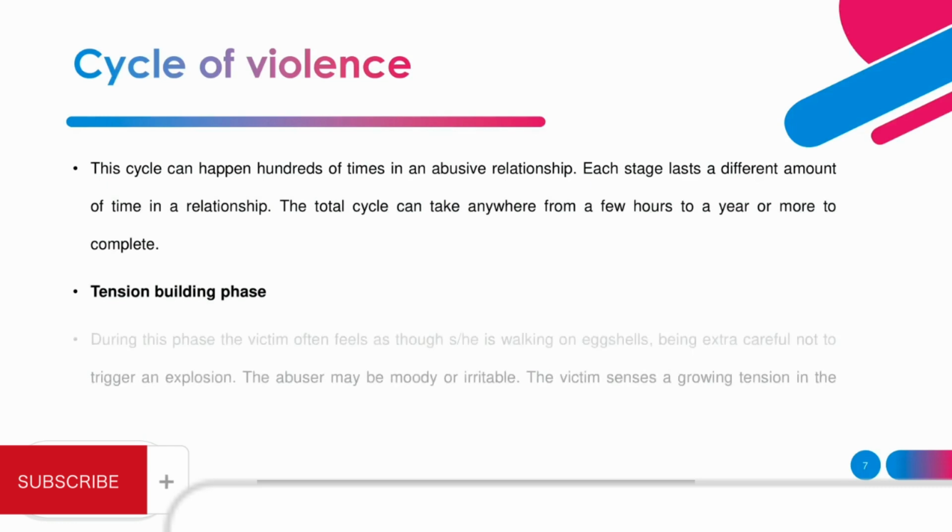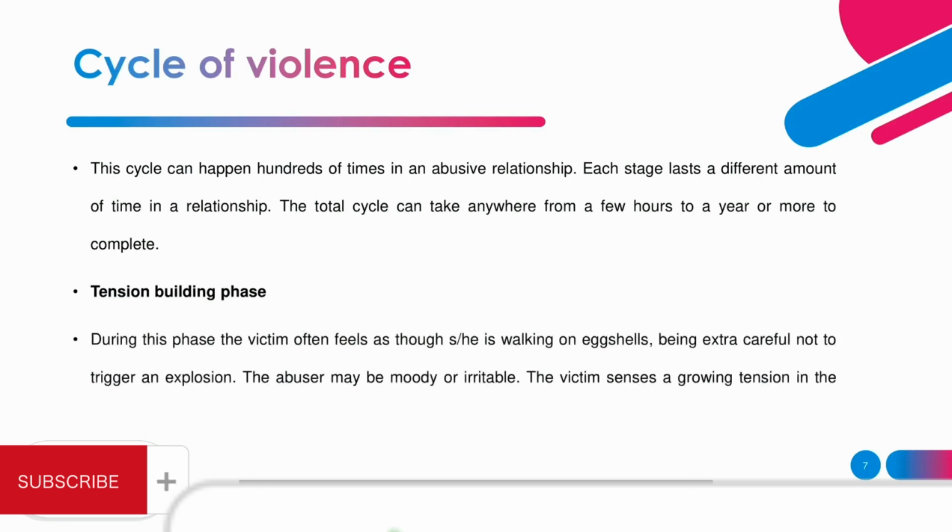Tension building phase. During this phase, the victim often feels as though he is walking on eggshells, being extra careful not to trigger an explosion. The abuser may be moody or irritable. The victim senses a growing tension in the abuser and fears that the abuse could occur at any moment.